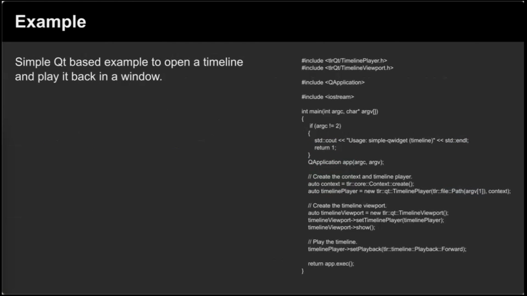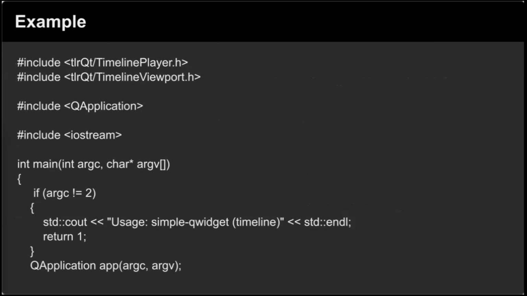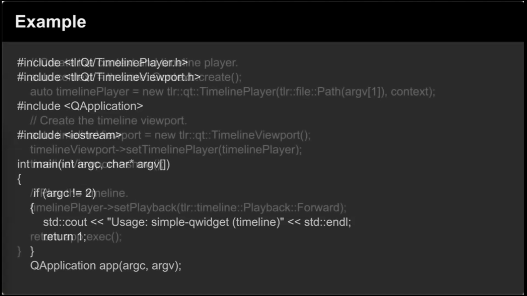This C++ code is a simple Qt-based example for opening a timeline and playing it back in a window. We first include the TLRender header files, the Qt application header file, and the C++ IOStream header file for printing to the console. Inside of the main function, we check the command line to make sure there's a single argument, which is the timeline to be read, and instantiate the Qt application.